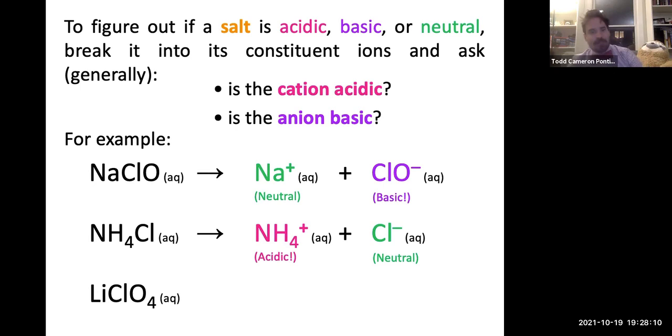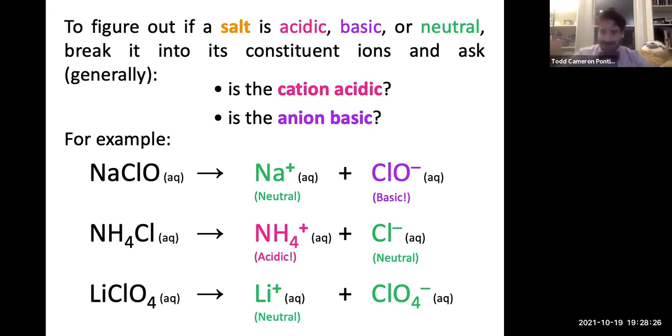Then the final example is lithium perchlorate. It'll dissociate into Li plus, and perchlorate, ClO4 minus. Li plus is a group 1 metal cation. It's neutral. ClO4 minus is the conjugate base of a strong acid, therefore making it negligible.